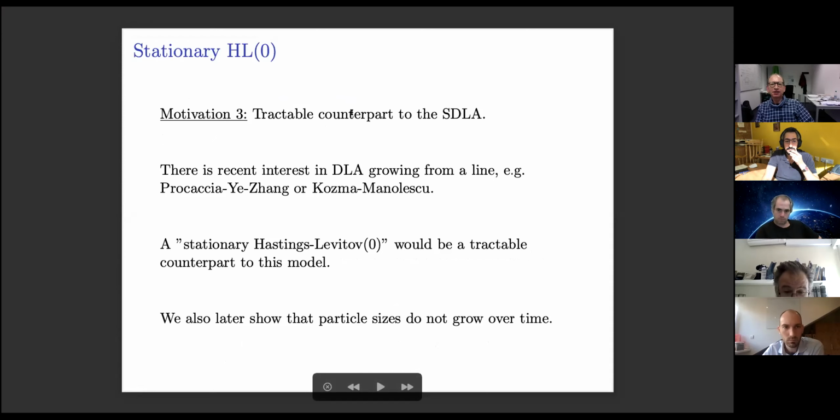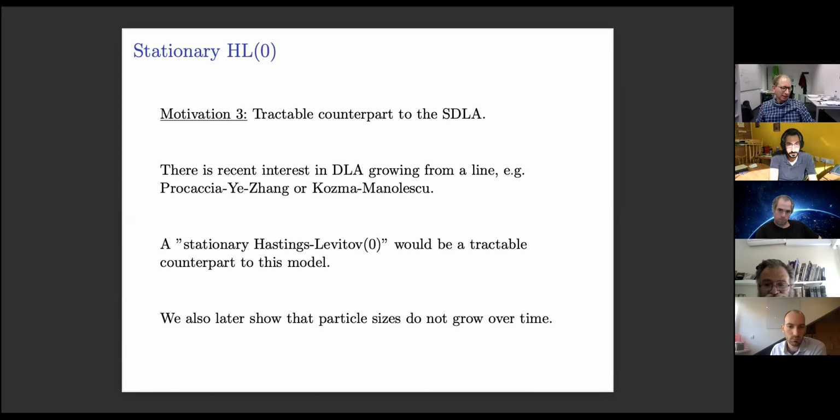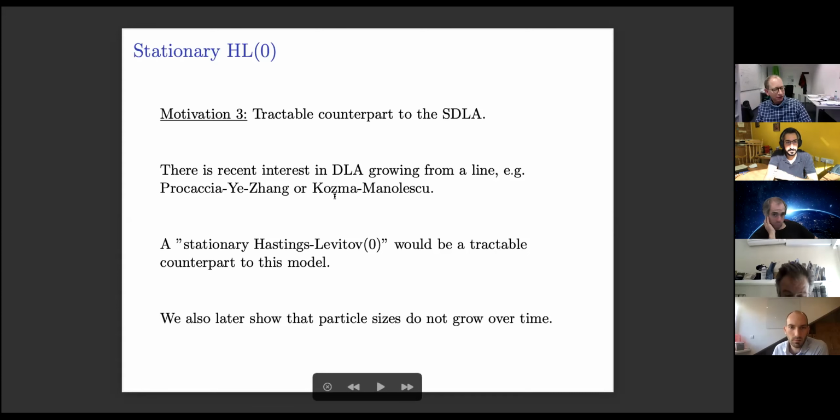And the third motivation is the tractable counterpart of the stationary DLA. So you can define a DLA process starting from the real line in the plane, where particles perform their random walk and stop when they attach to the line. It's not easy to prove that it's well defined, but it is well defined. Just to mention two important works on that model, I would mention Procaccia-Ye-Zhang, who proved well-definedness and a relation to some DLA model with finite seeds. And another work is by Kozma and Manolescu, who proved that the trees are finite. I will not get into it.